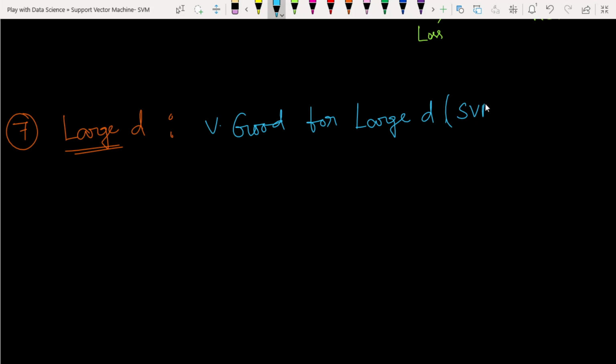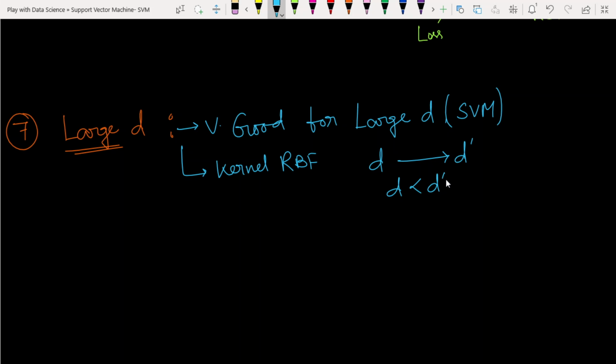SVM is very good for large D. We see this in the kernel discussion. Just remember the radial basis function kernel, where we convert our data set from d dimension to d dash dimension, where d is smaller than d dash.